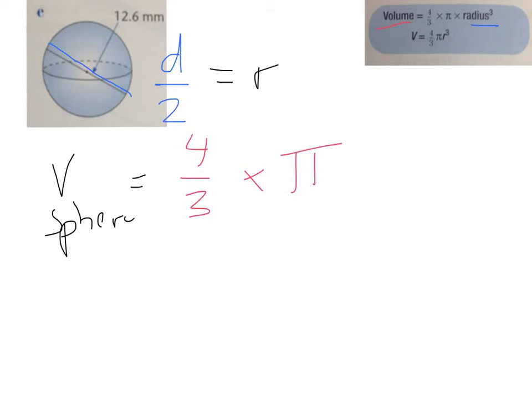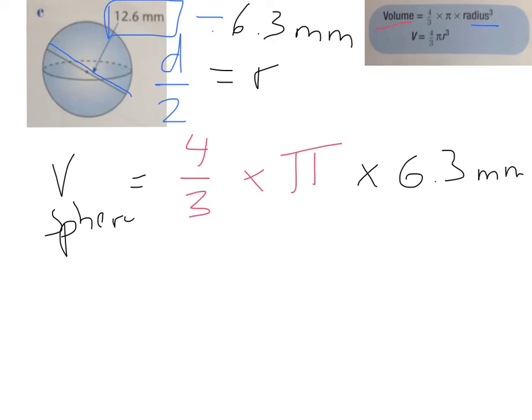So we just take 12.6 and divide that by 2, and our radius would be 6.3 millimeters. So in this case we would write 4 over 3 times pi times 6.3 millimeters, and then we cube millimeters because it's radius cubed. So we put all that in our calculator and we should get the right answer. So 4 over 3 times pi times 6.3 cubed.